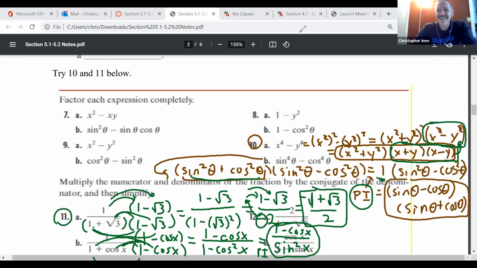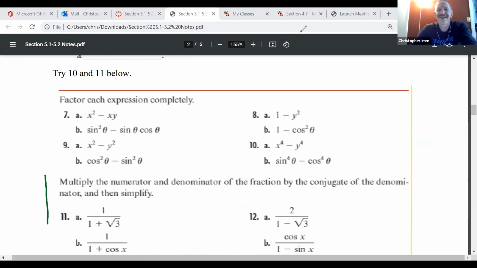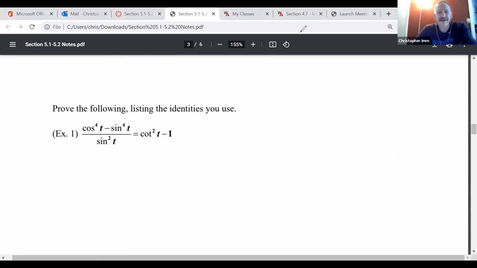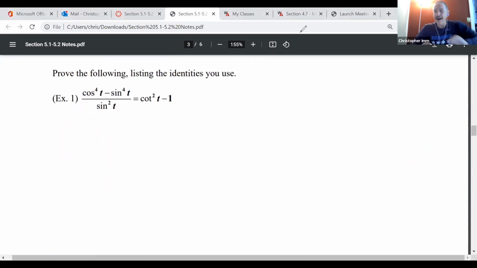Okay, I'm going to clear this out. So I'm going to look at this one here. Prove the following are true, listing the identities that you use. So I want to show that cosine to the fourth of t minus sine to the fourth of t over sine squared t is equal to cotangent squared t minus 1.